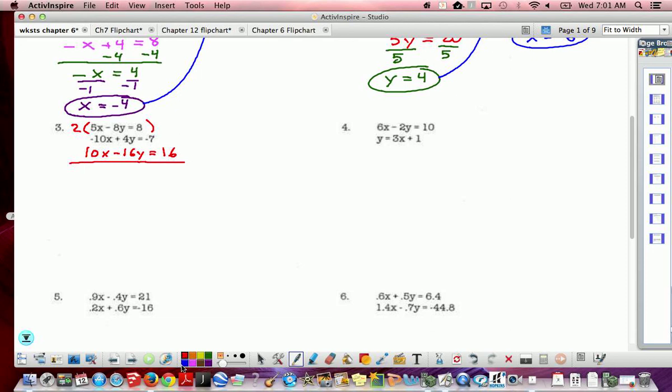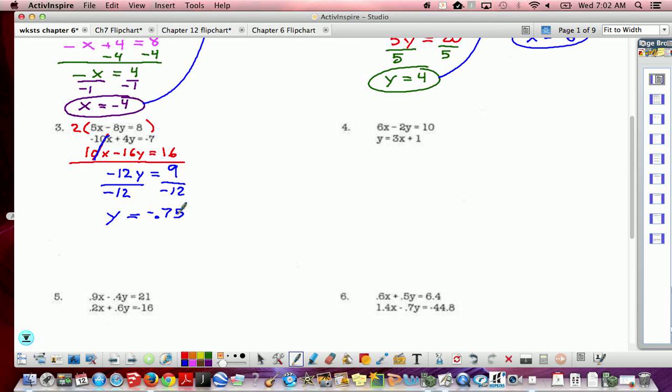So I'm going to go ahead and do that. So the x's cross out, sorry. Thought I changed colors there. So the x's are going to cross out. So if I look here, 4y and negative 16y add up to negative 12y. And then negative 7 and 16 end up being 9. So now, divide both sides by negative 12, and y ends up being negative 0.75.